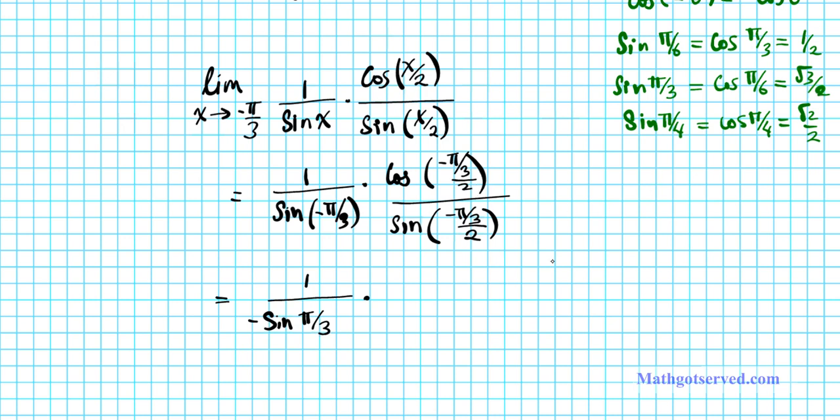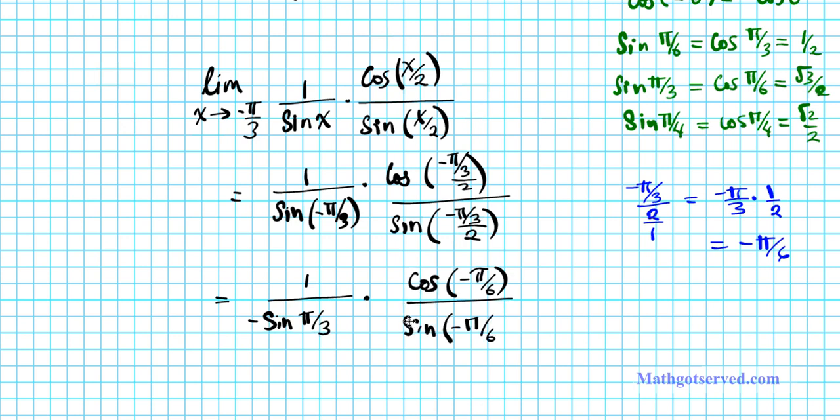Let's work it out on the side so we don't make mistakes. Negative pi over 3 divided by 2, which is 2 over 1, is equal to negative pi over 3 times 1 over 2, and that's equal to negative pi over 6. Dividing by 2 is the same thing as multiplying by its reciprocal, which is 1/2. The same idea applies to the denominator here. So we're going to have cosine of negative pi over 6 divided by sine of negative pi over 6.